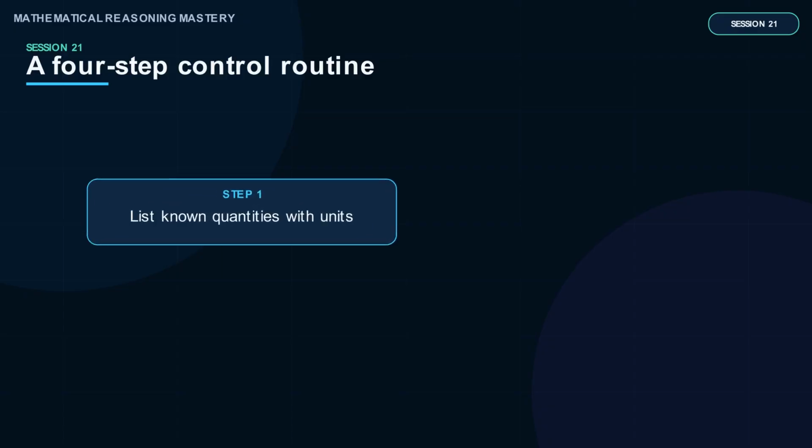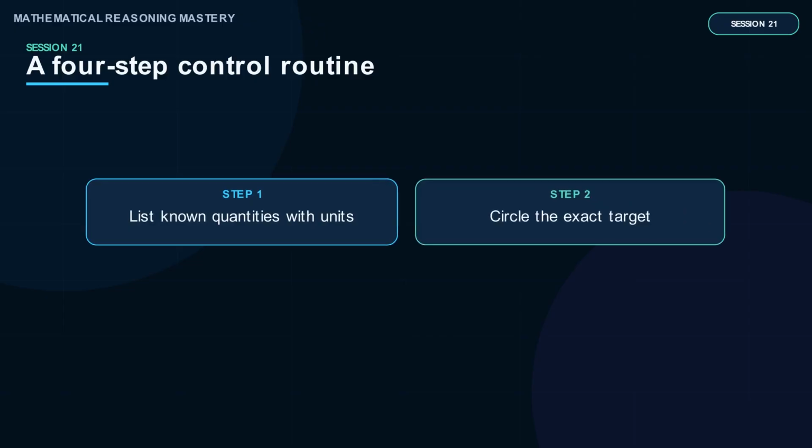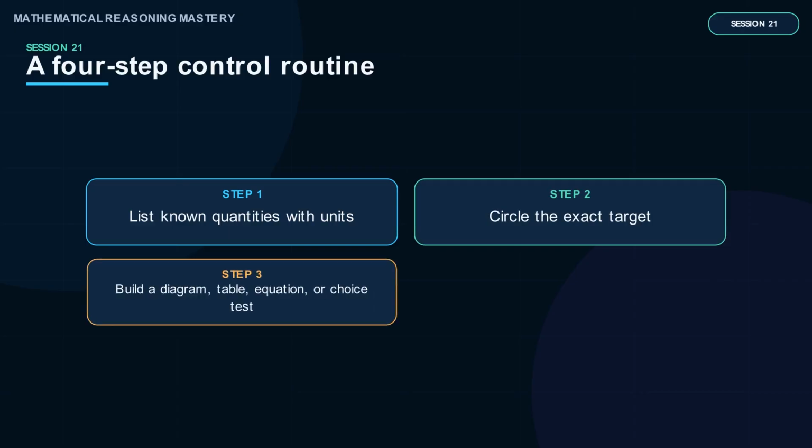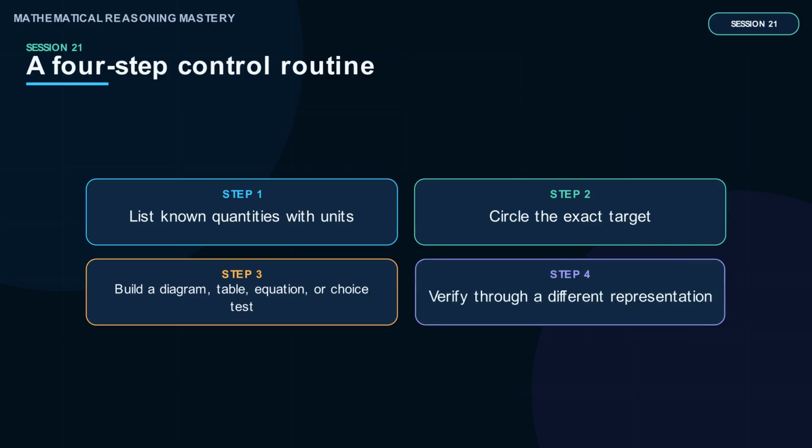Step 1. List known quantities with units. State the target and preserve its units or conditions. Step 2. Circle the exact target. Use a separate line so signs, factors, and labels remain visible. Step 3. Build a diagram, table, equation, or choice test. Keep the reasoning efficient, but never skip an operation that could hide an error. Step 4. Verify through a different representation. Verification is part of the solution because it tests the answer from another direction.